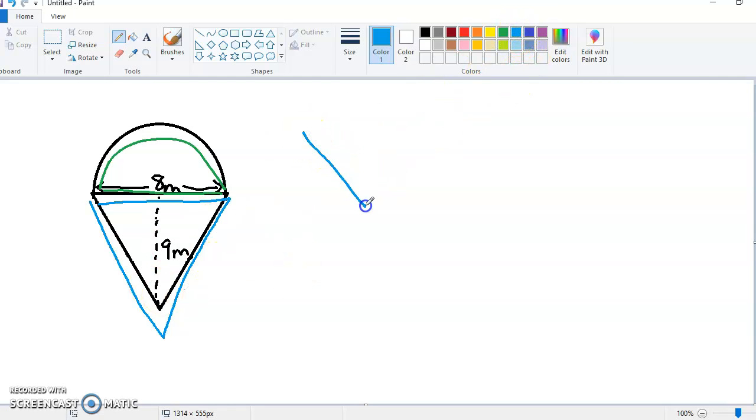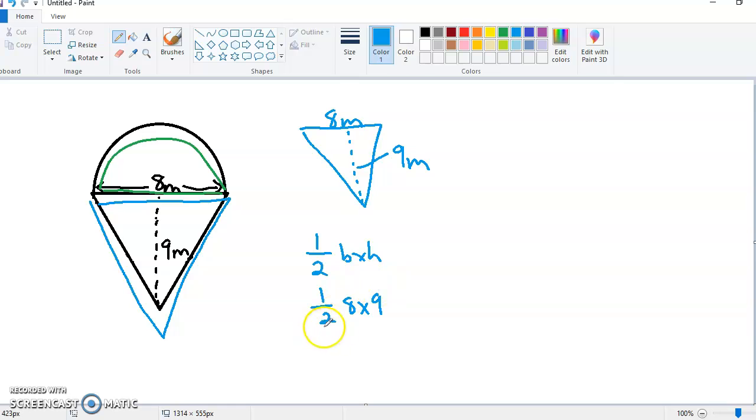So the first thing I'm going to do is focus on the information for the triangle. So for the triangle, I know that it happens to have a height that is 9 meters, and then it has a base that is 8 meters. So remember, for a triangle, you're just going to take half of the base times the height. So I'm going to do half of 8 times 9. So half of 8 times 9 is going to wind up coming out to 36, right?